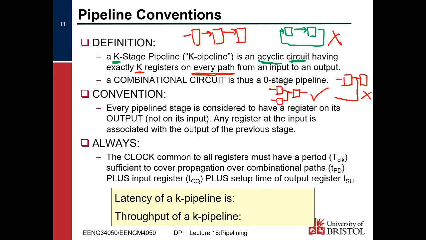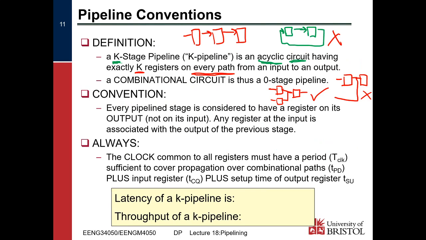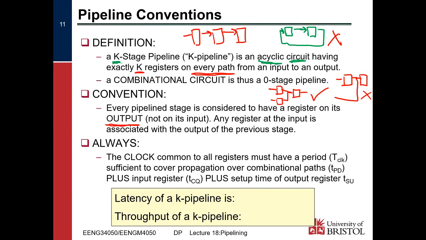Right, every pipeline stage is considered to have a register on its output, not on its input. So if we look back at this circuit here, we see this is one stage of a pipeline, this is another stage of a pipeline, and this is a stage which is parallel to this stage. There's no register on the input, but there is a register on the output. This is a convention. We could do it the other way around, but it's easier to work with things if we put the registers at the outputs. Any register at the input is associated with the output of the previous stage. Obviously, there is a register at the input C, but that's actually a register of the output of the previous stage, not the input of this stage. Again, it's convention, right? This is just how we define it.